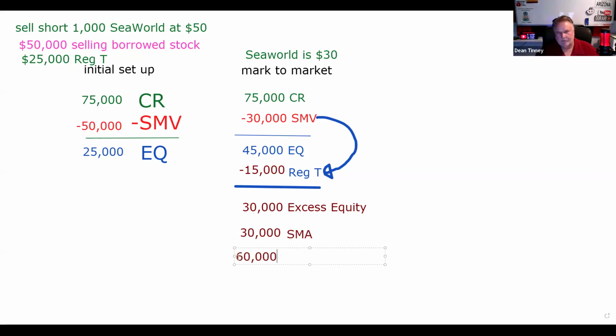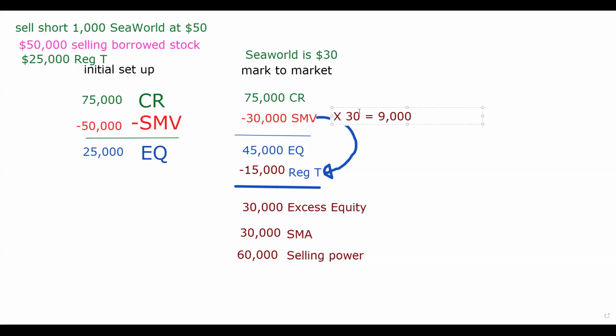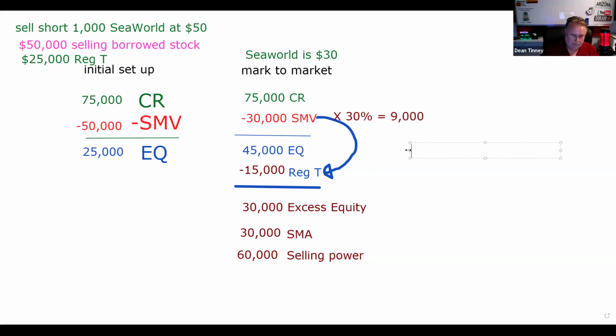So that's all wonderful. The wrong direction would be the stock goes up. At all times, Rebecca, you would have to have 30% of the market value in equity. So 30% of that is 9. And right now you have no problem. That is called minimum maintenance. Anybody know what it is for long accounts? 25%. Right on.